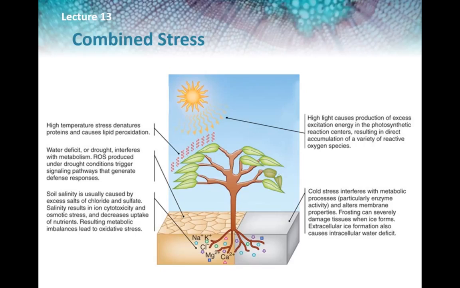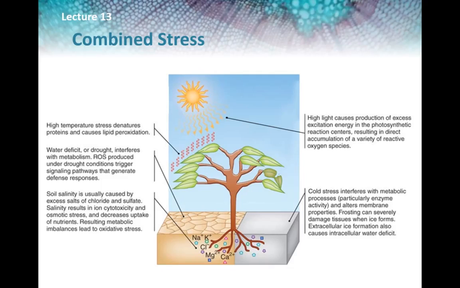Before we move to the effects of combined stresses together, let's go over a brief summary of the major physiological stresses when affecting the plant individually. As you remember, high temperature stress denatures proteins and causes lipid peroxidation. High light causes production of excess excitation energy in the photosynthetic reaction centers, resulting in direct accumulation of a variety of activated oxygen species. Water deficit or drought interferes with metabolism. ROS produced under drought conditions trigger signaling pathways that generate defense responses.